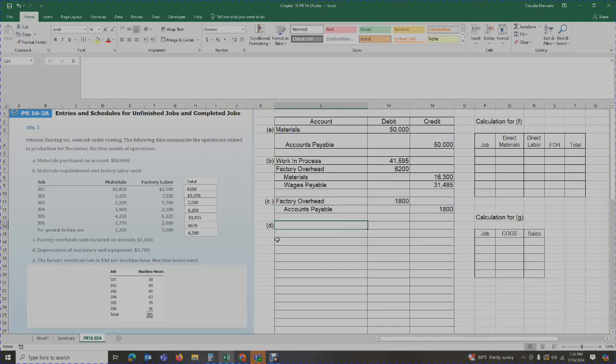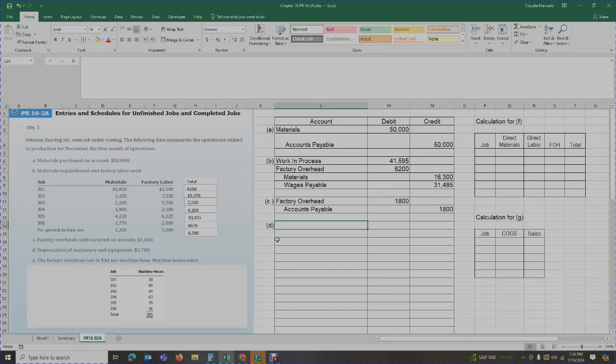Depreciation of machinery and equipment, $2,700. So we are depreciating the machinery and equipment that we use to manufacture the product. Now you have to ask yourself, does the depreciation go under materials, labor, or overhead? Depreciation does not have to do with materials, and it has nothing to do with labor. Depreciation will always go under factory overhead.